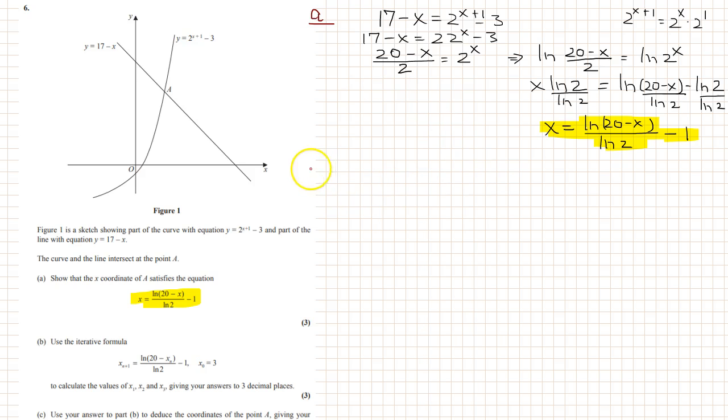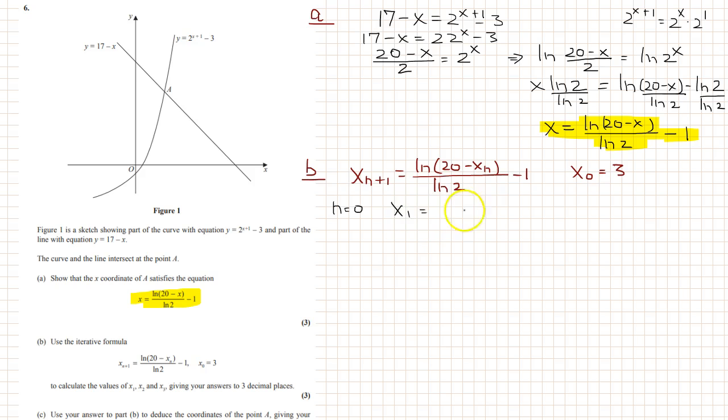Part B is use the iteration formula x(n+1) is equal to ln((20 minus x_n) over ln 2) minus 1, and it is given that x0 is equal to 3. So we put n is equal to 0.